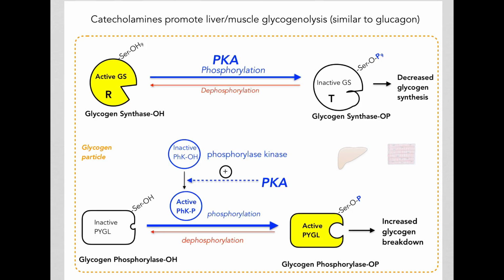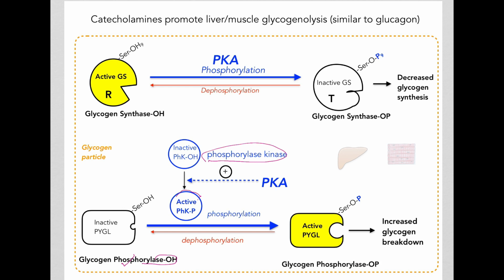In the liver and muscle, the PKA will phosphorylate glycogen synthase, making it from the active R form into the inactive T form. And when glycogen synthase becomes inactive, glycogen synthesis in the muscle as well as liver will stop. Now, in case of the enzyme that breaks down glycogen, glycogen phosphorylase, that phosphorylation of glycogen phosphorylase is done by this protein called phosphorylase kinase.